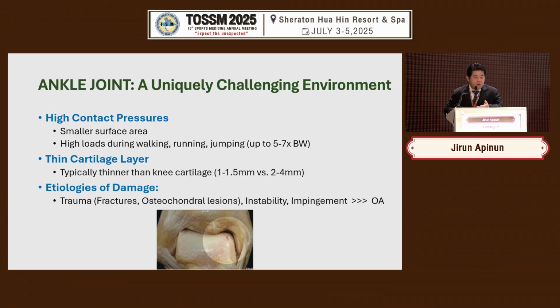So there's a high contact pressure on it, and also the cartilage layer of the ankle joint is quite thinner than the knee cartilage, and the etiology of damage is more from trauma than from primary osteoarthritis, and also includes other causes like instability and impingement.